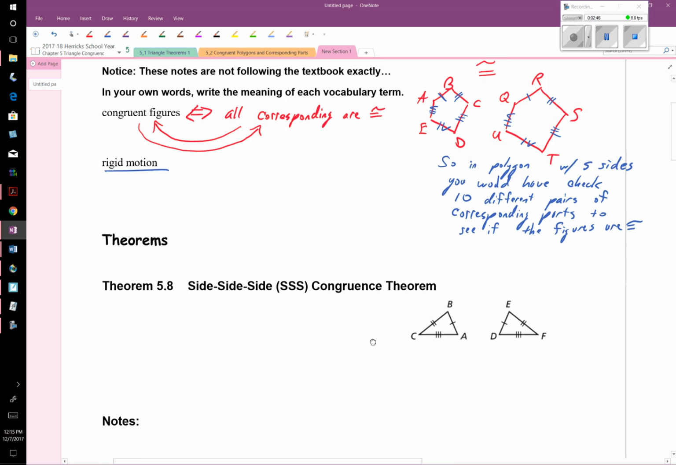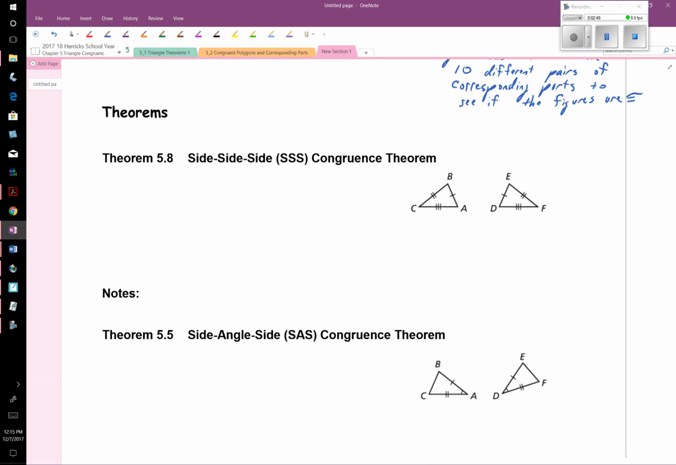But in triangles, it's interesting because you don't need to know all 6 parts in a triangle, right? You just have to find 3 pieces of information. So in a triangle, if you find the right 3 pairs of information, then you can say the triangles are congruent. Okay, so this is the first one, the side, side, side congruence theorem.